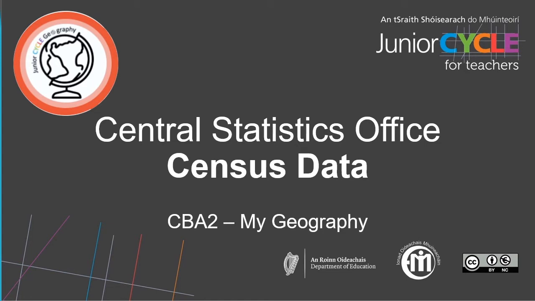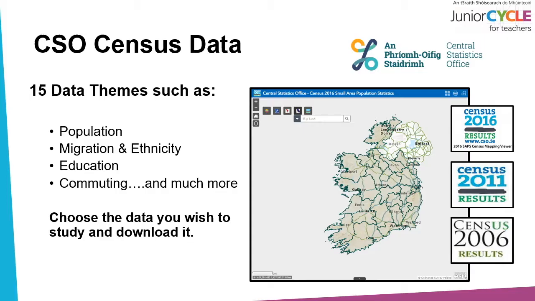This is a short screencast from the JCT Geography team to show how students engaging with CBA2 My Geography can use the Central Statistics Office or CSO website online to engage with census data as part of their structured inquiry. On the CSO website, we will use the SAP Maps function or the Small Area Population Maps function to show how students can research census data in their own area as part of their My Geography structured inquiry.